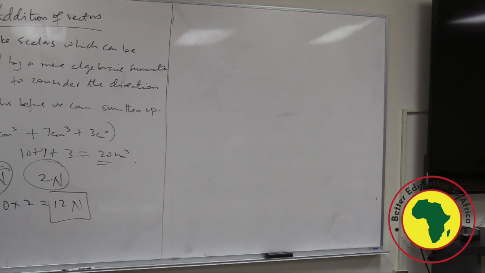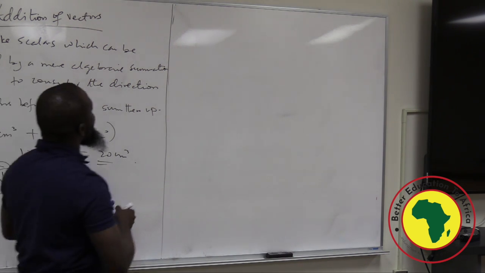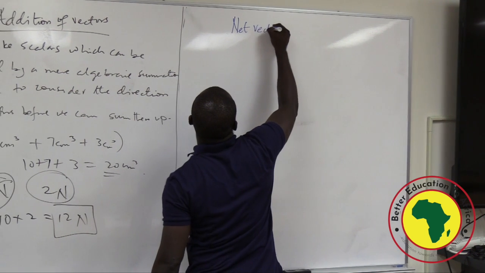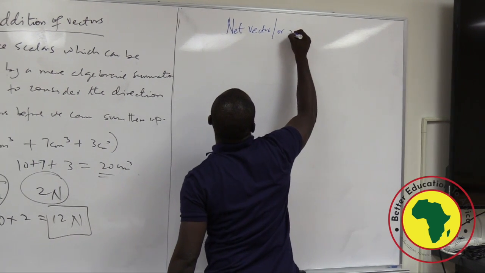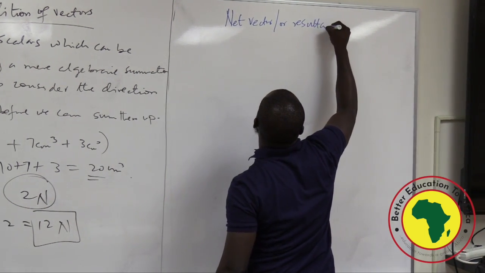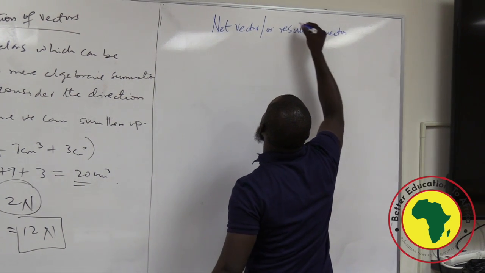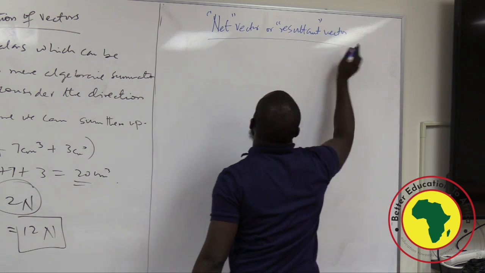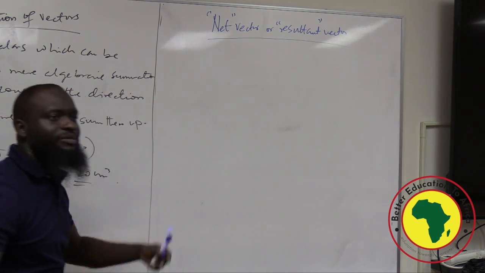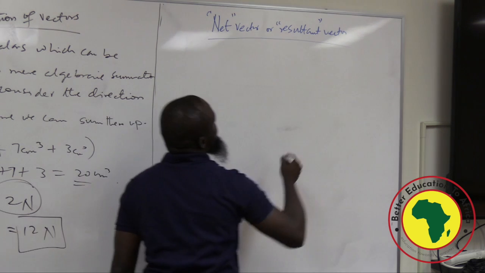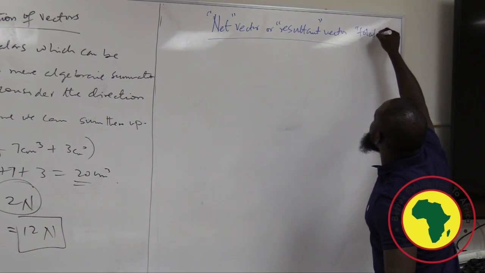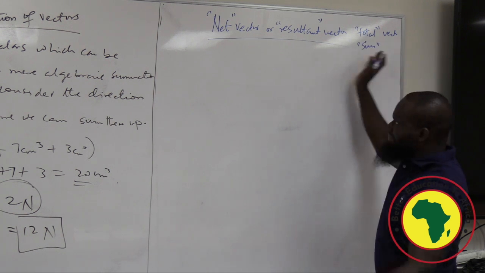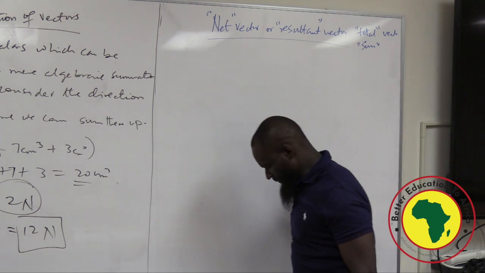So now I want to talk about the net vector. When we add vectors, we get what we call the net vector or resultant vector. You can call it net or resultant. Resultant vector means net vector, the total vector. I can also call it the sum. You can call it any of those.